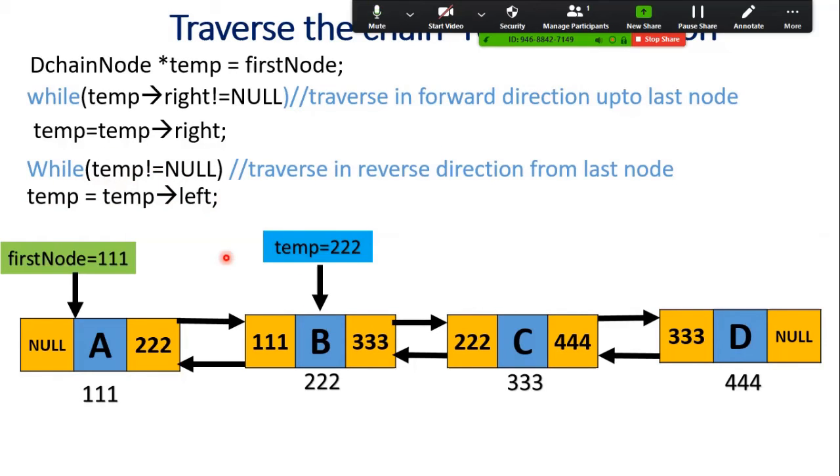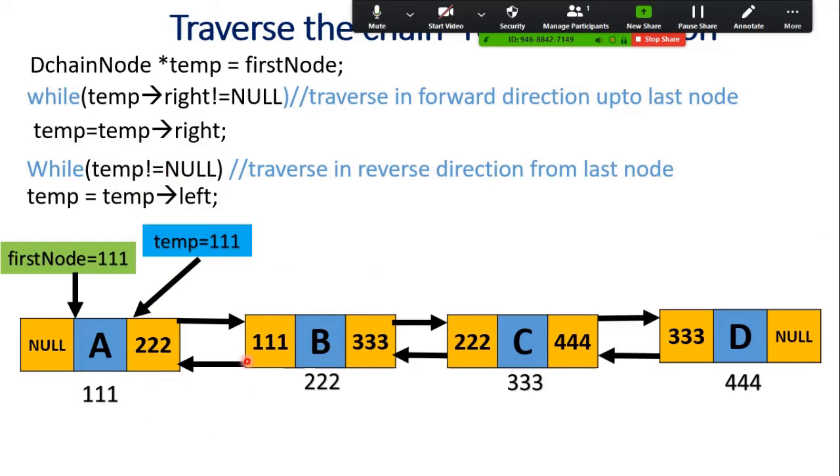Still, it is in the while loop. Why? Temp is not equal to null. Yes. What is the address of temp? 222. So temp equals temp of left. What is temp of left? It is 111. Now it is pointing to the first node. Again, is temp not equal to null? The temp value is 111. Temp equals temp of left. What is temp of left? Null. So it exits from node A. I mean, there is no way this temp pointer is pointing into the chain. So this is how we can traverse in reverse direction.